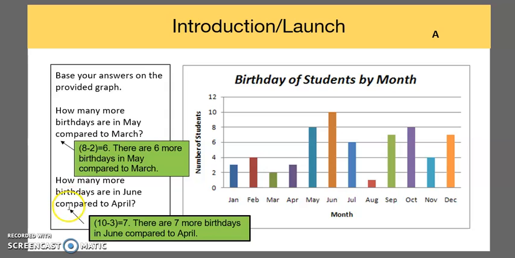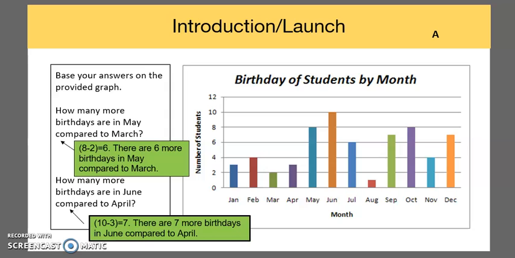The bottom question might be a little difficult because we're looking at June and April. June has 10. April is in between 2 and 4, so we want them to identify that between 2 and 4 is 3. So here we have 10 minus 3 is 7. There are 7 more birthdays in June compared to April.